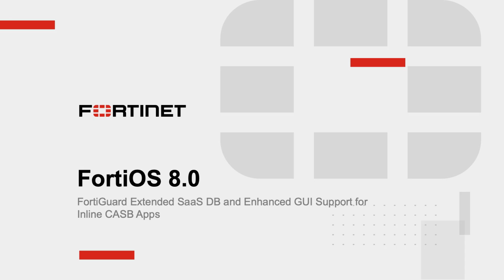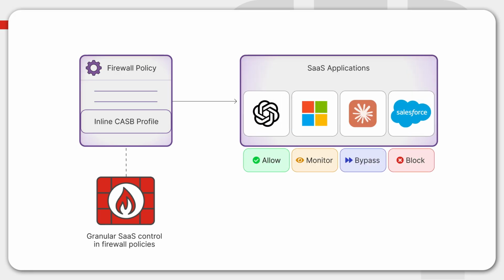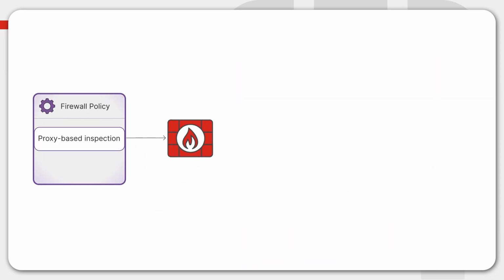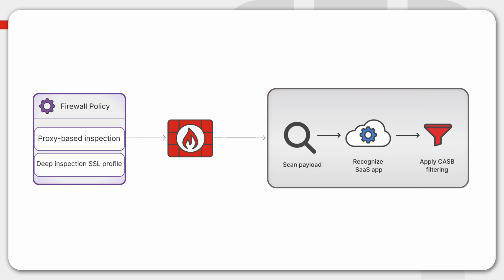Hello and welcome. In this video, we will learn about FortiGuard's extended SaaS database and enhanced GUI support for inline CASB applications. In FortiOS, the Inline CASB profile enables a FortiGate to perform granular control over SaaS applications directly in firewall policies. A firewall policy must use proxy-based inspection with a deep inspection SSL profile so that FortiGate can scan the traffic payload, recognize the traffic of the designated SaaS app, and apply CASB filtering.